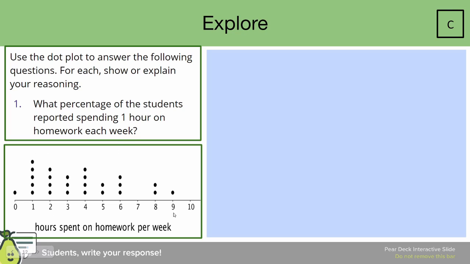And below we have the same exact dot plot from earlier. So let's take a look. Here is an example of student work. And this student said that 5%, since there are 5 dots for 1 hour. So please pause the video and let me know, is this student correct? All right, welcome back. If you said this student is wrong, you are correct.